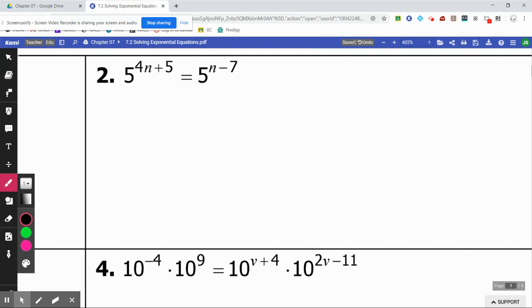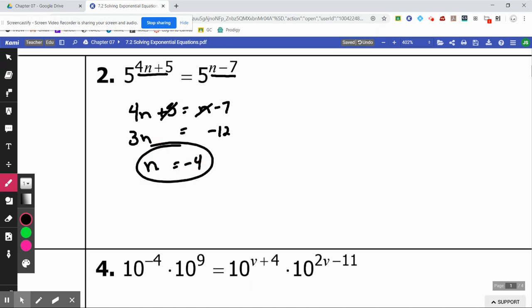Number 2. 5 to a power equals 5 to a power. The only way that this can be true is if the powers are equal to each other. So set the powers equal. Move the n by subtracting, leaves you with 3n. Move the plus 5 by minusing 5. That'll be negative 12. Divide by 3, it gives you n is negative 4.